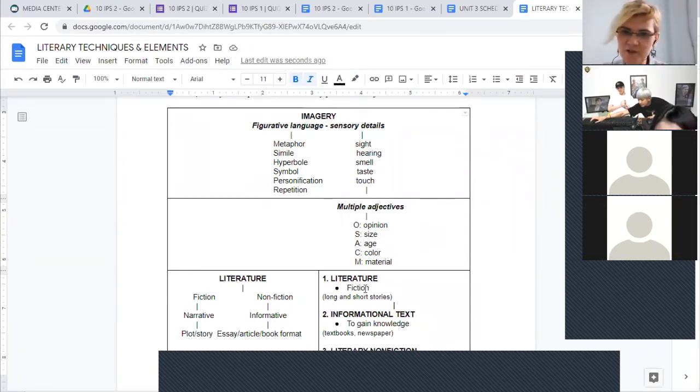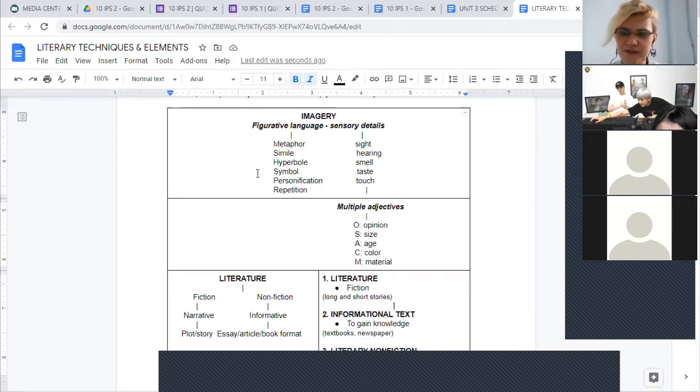And for that, we use multiple adjectives. This is very important. Sensory details appeal to our senses in order to create this imaginary sight, hearing, smell, taste, or touch. We use multiple adjectives to create it.